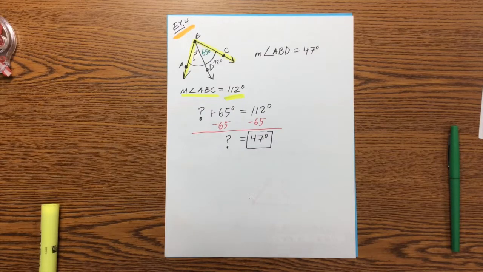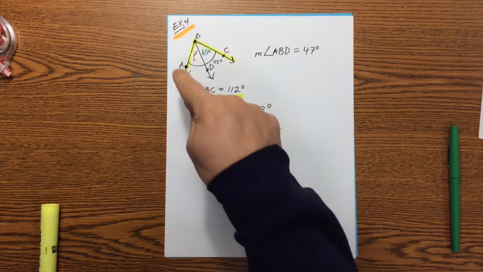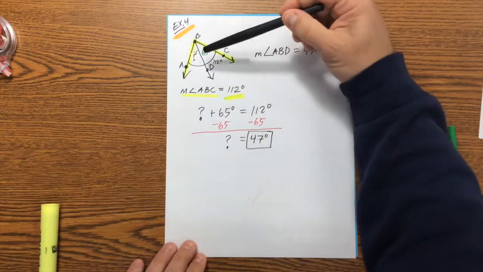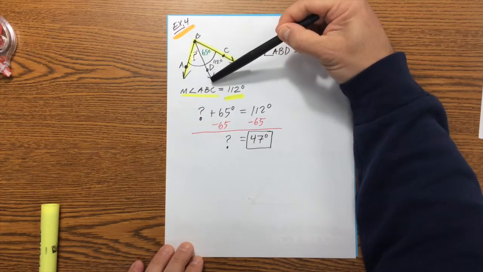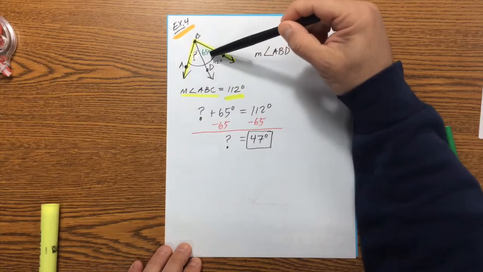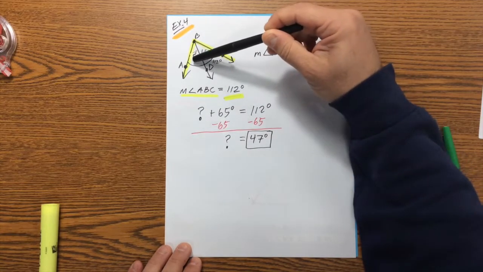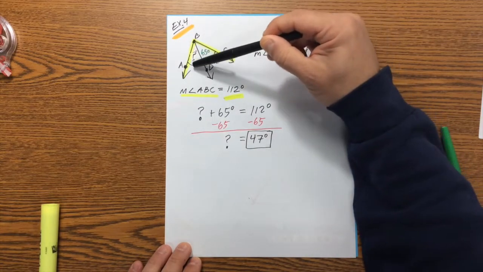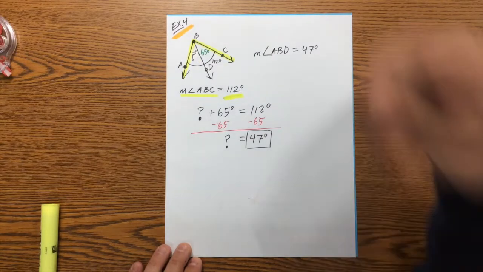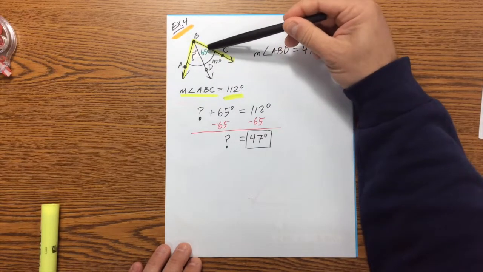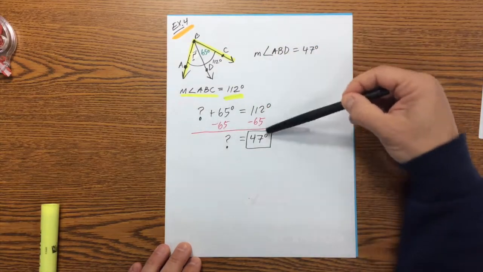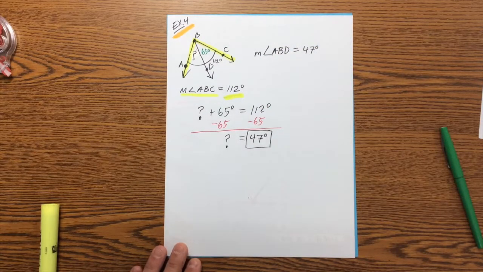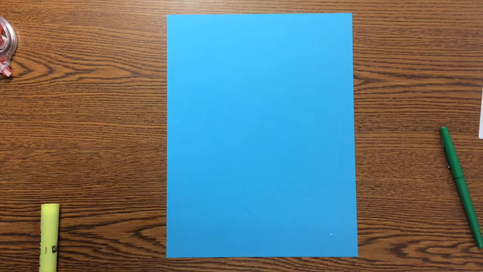Pretty simple, pretty straightforward. Again, you have to be very, very familiar with the information. These are adjacent angles, obviously. They share this ray, but again, the sum of these two is given to us. The sum of both of the interior angles is 112 degrees. Then they tell you what one of them is, 65, and you can easily set up an equation to solve. All right? I've got two more examples for you.